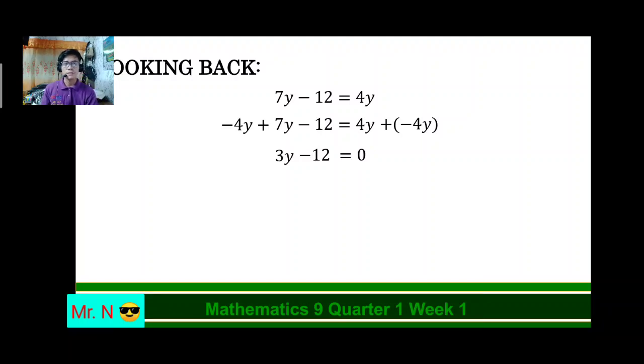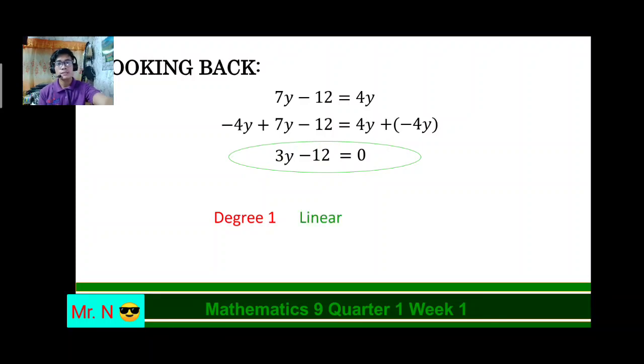What is the highest exponent? Very good, 1. So this resulting equation has a degree of 1, and it is a linear equation. Very good.